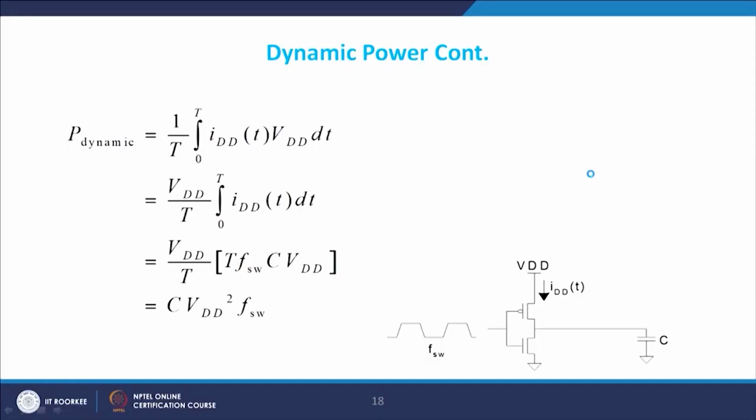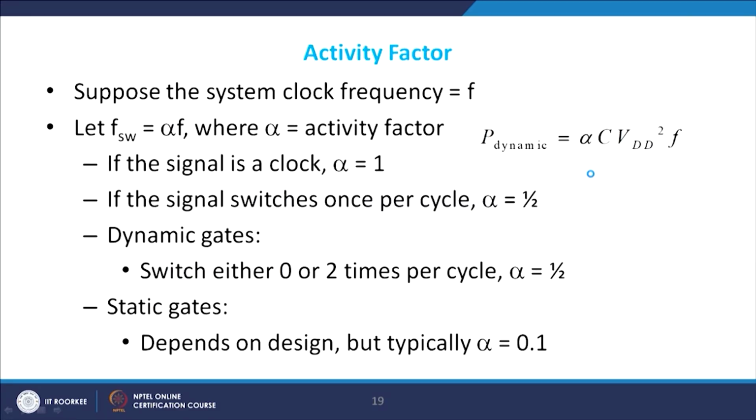As I discussed with you, dynamic power, I will not go into further details of it, but I will give you a brief idea about dynamic power dissipation. It is actually VDD by T, F_SW. T times F_SW is basically the frequency of operation, or the number of times the output changes before time T. We come to dynamic power dissipation, given by C VDD square times F_SW. F_SW is the switching frequency of your wave.